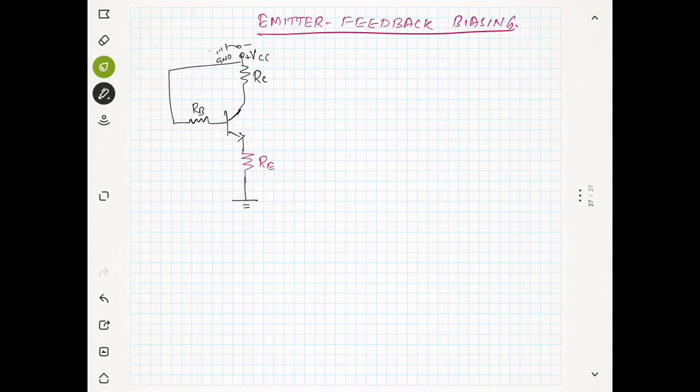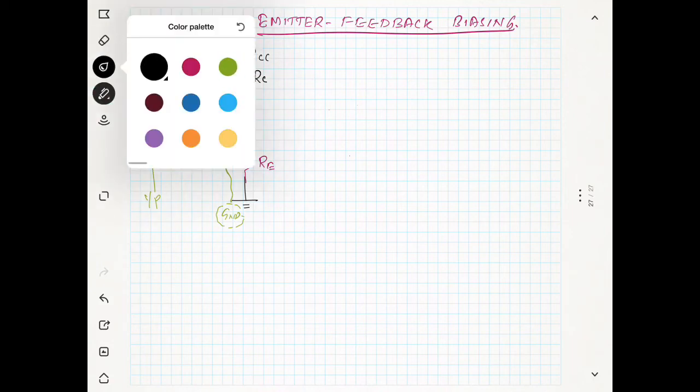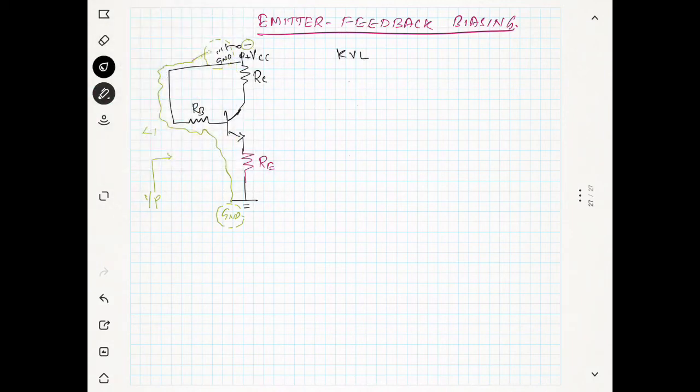So we will take the input side. You can see here, this is the input side. We will take this as loop 1 because we will start from the ground and we will end at the ground. So when I start from the ground, I first see minus, so it becomes minus VCC. So I will take it as loop 1. We will write the KVL along loop 1. Now it becomes minus VCC.